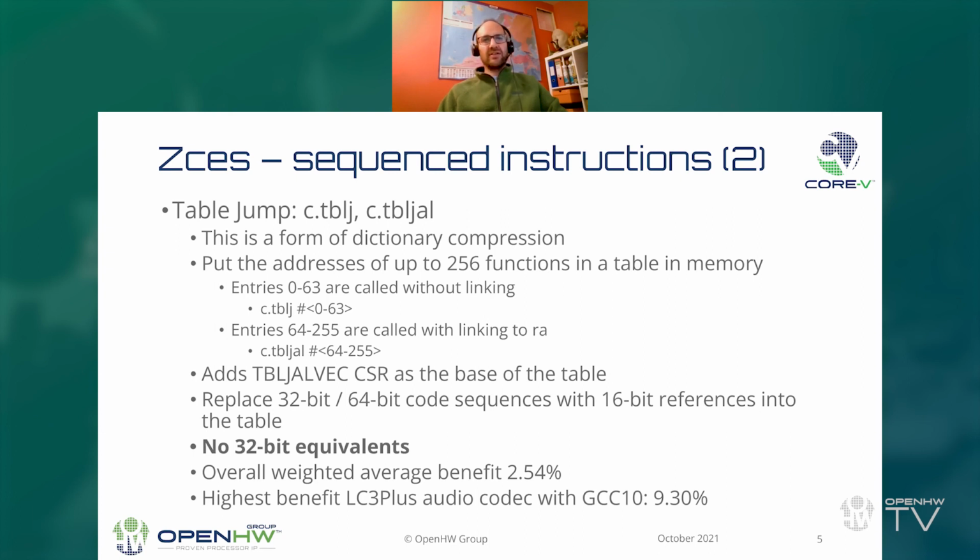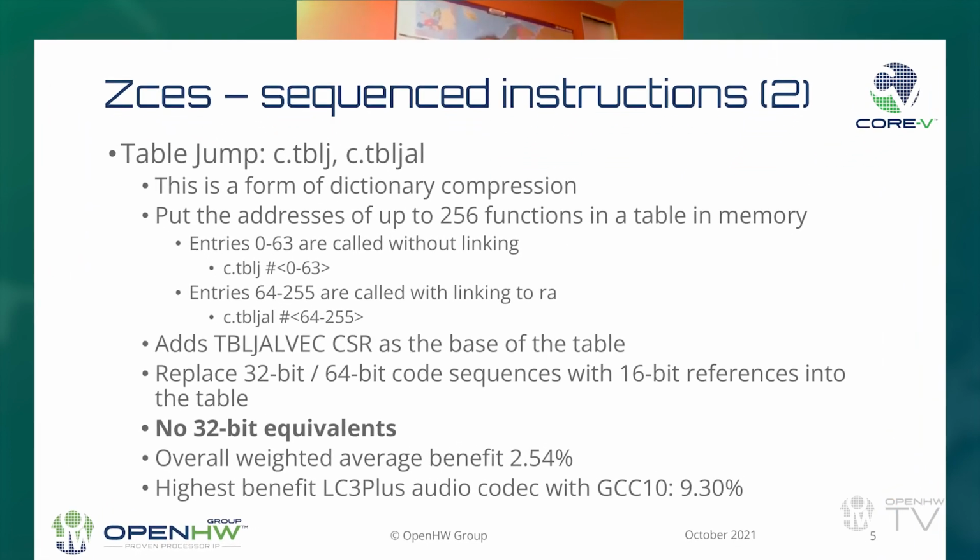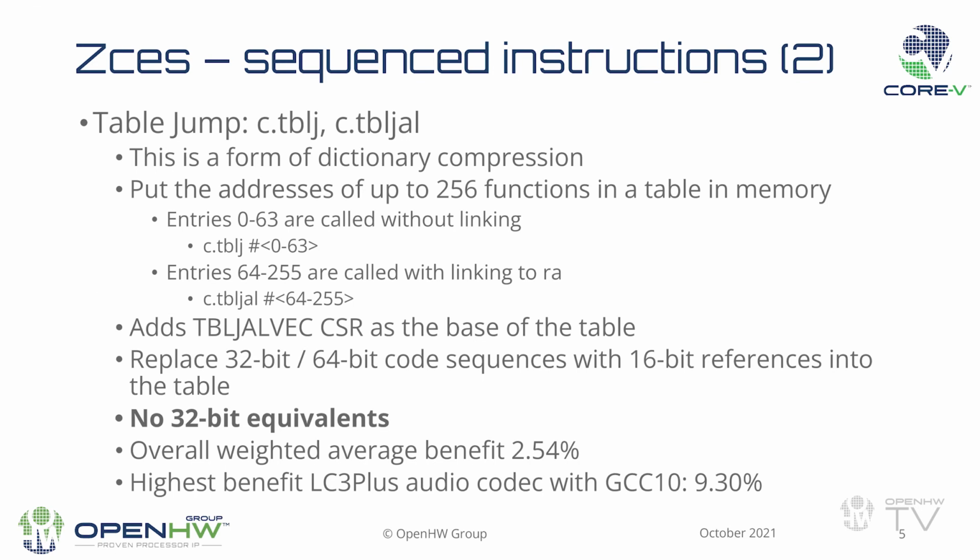So currently RISC-V code will give you a 64-bit sequence to call a function if it's more than a megabyte away, and 32 bits if it's nearer. There are no 32-bit equivalents of these instructions. The average benefit's about 2.5%, but the LC3 plus audio codec in fixed point mode achieved a massive 9.3%.